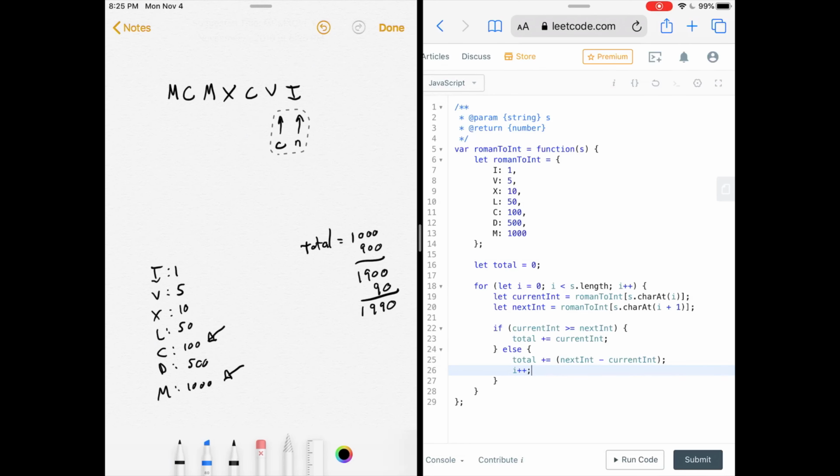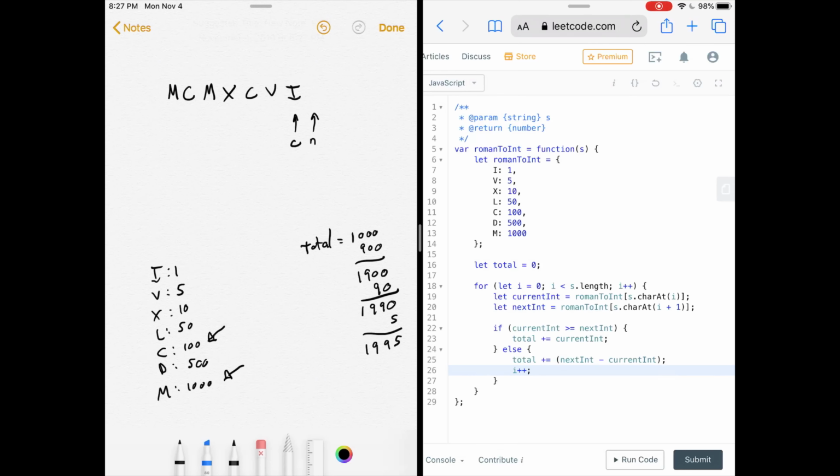So that would naturally move them up 1, which would put us on V and I. And it'll check again. Is our current greater than or equal to next? Yes, because V maps to 5 and I maps to 1. So it'll go into our if statement on line 22, and it'll add the current only, which is 5, to our total. That would give us 1,995. So now the next for loop starts, and current and next are incremented by 1 again.